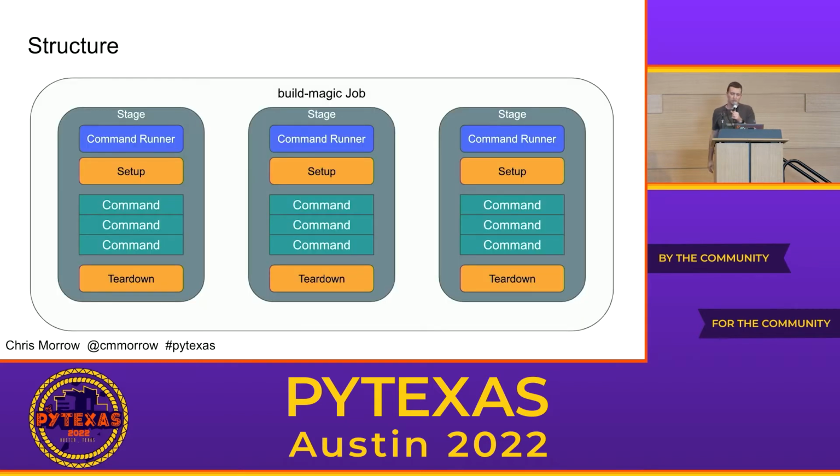Okay, so a little bit about the structure here. Whenever you run commands in Build Magic, everything is bundled together into a job. And a job is composed of multiple stages. A stage is what actually runs commands and has this concept of a command runner and has optional setup and teardown methods.